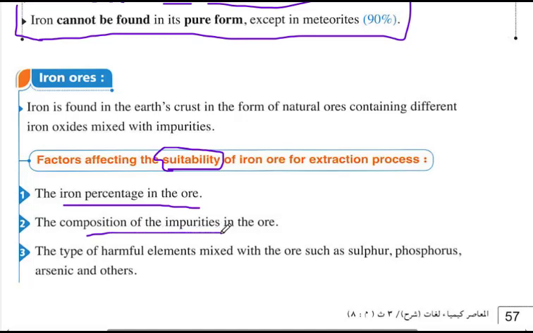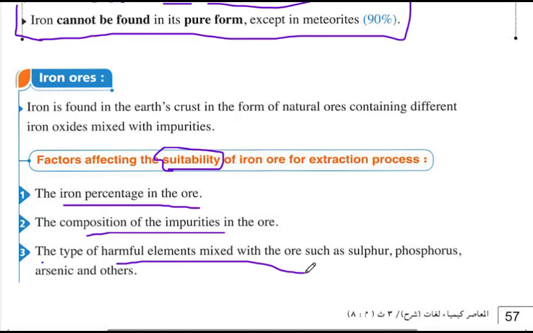Okay, there are some impurities that we can deal with very easily, and there are a lot of chemical ways to deal with these impurities and get rid of them and make the iron pure. So the types of impurities are very important for us to make a decision whether to extract iron from the ore or not. Okay, and also the other harmful elements mixed with the ore.